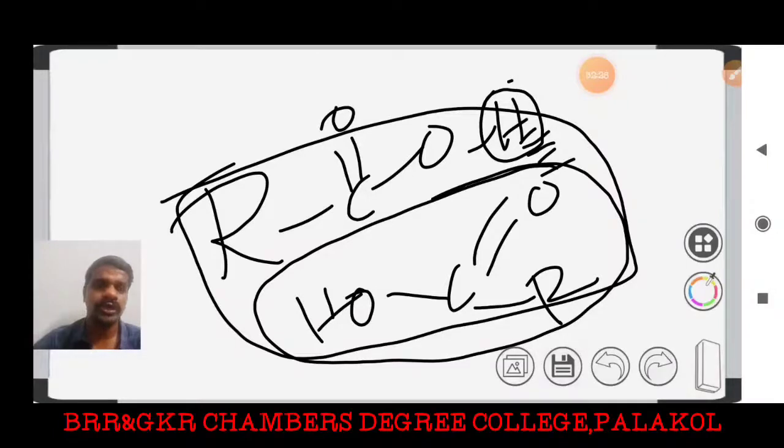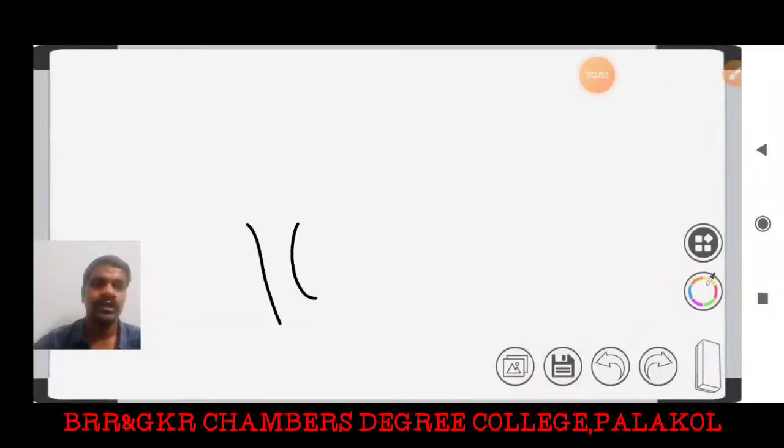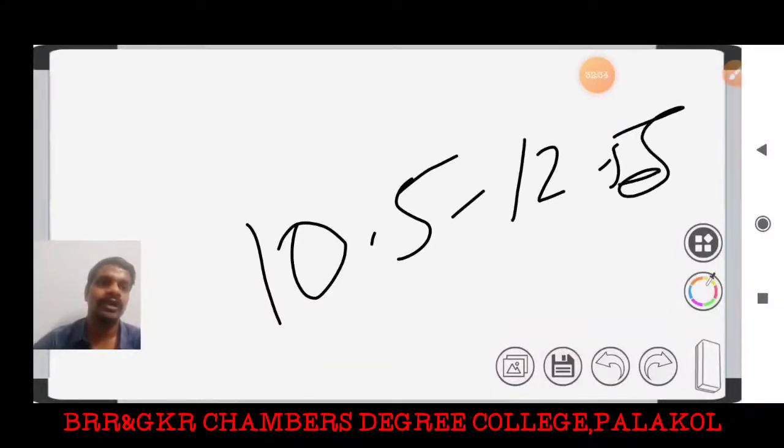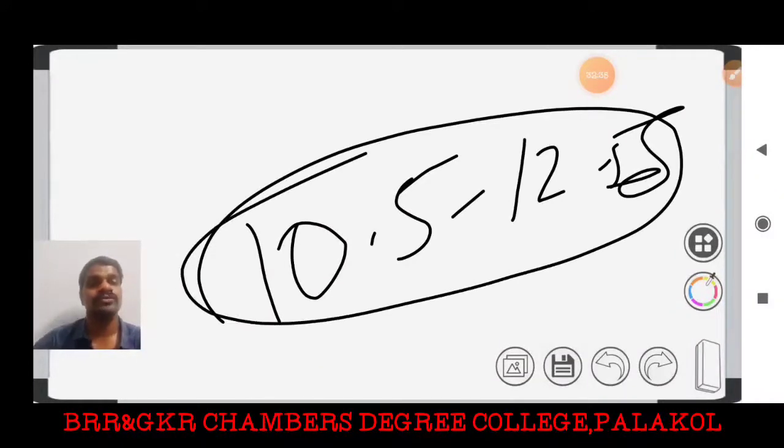Due to the strong intermolecular hydrogen bonding, carboxylic acid exhibits a chemical shift value at nearly 10.5 delta to 12.5 delta. So the chemical shift value is very high for carboxylic acid. Why? Because of the strong hydrogen bonding in carboxylic acid, it exhibits a chemical shift value at 10.5 delta to 12.5 delta.